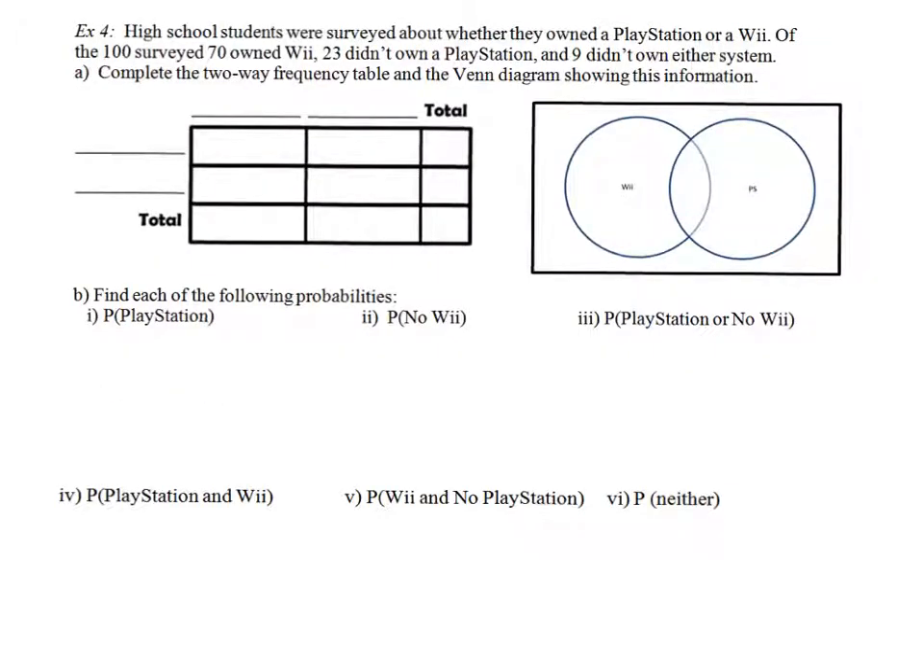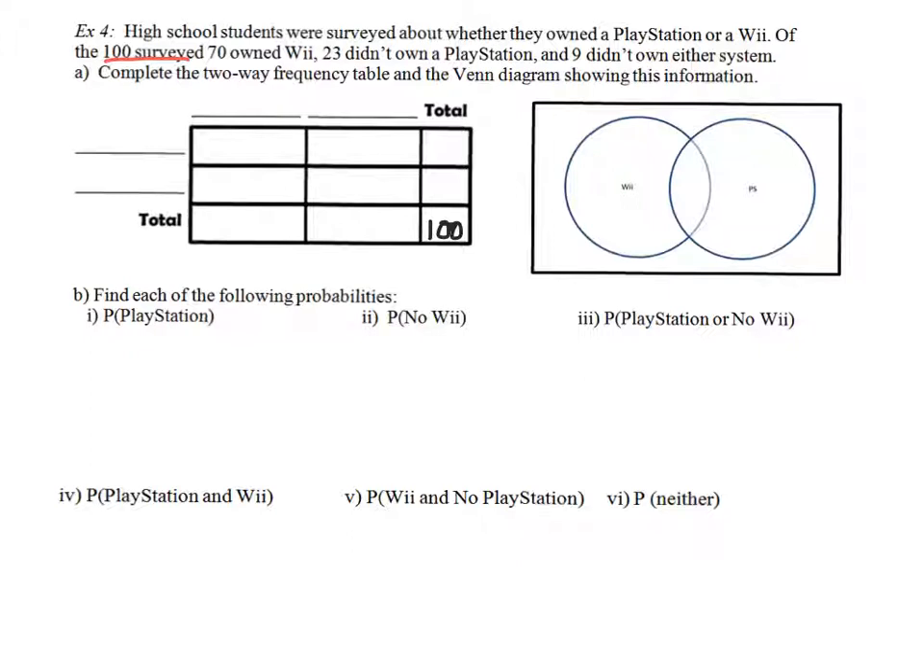In example number 4, we're going to look at the information given to us when high school students were surveyed about whether they owned a PlayStation or a Wii. This time we see that we surveyed 100 students. I'm going to do the table first and then the Venn diagram. I want the total of all of the students to be 100 instead of that hypothetical 1000. Again, we're just picking a number that's convenient to use. This one happened to have a survey of 100 students.